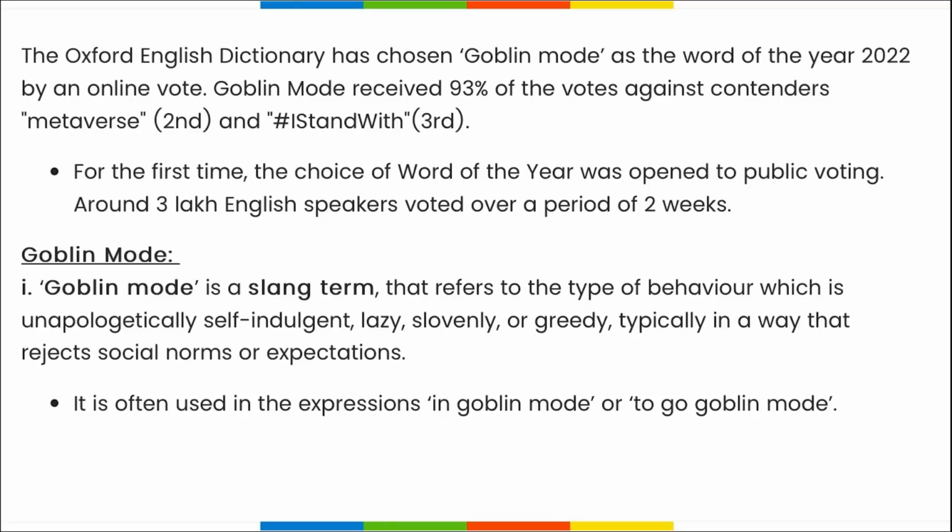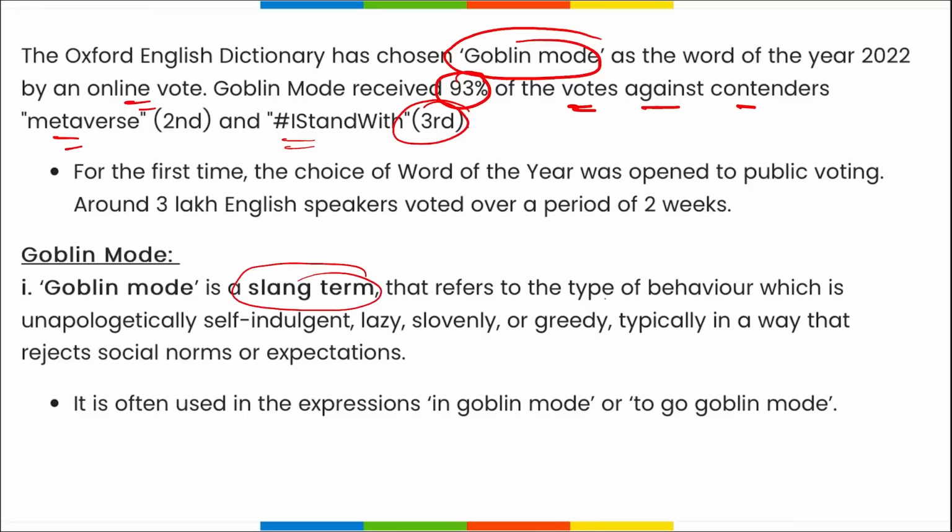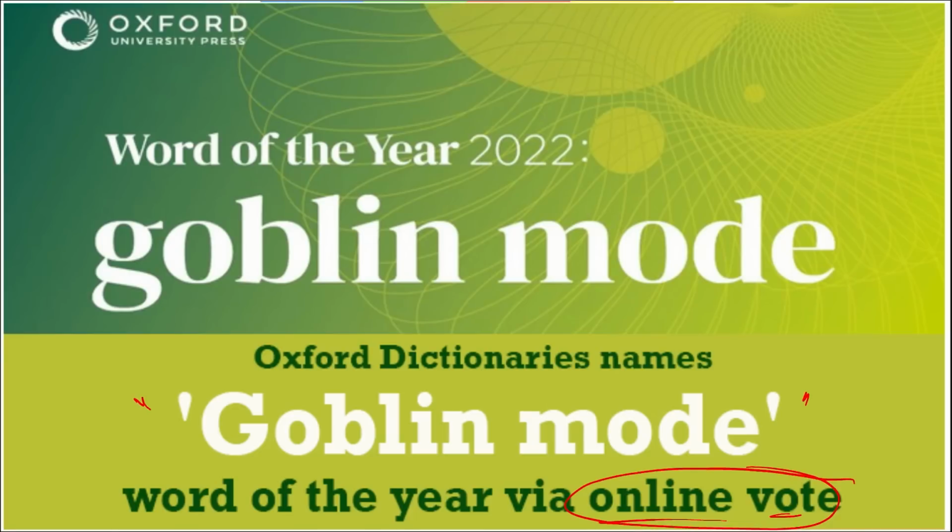So recently Oxford Dictionary has chosen goblin mode as the word of the year by an online vote, and goblin mode received 93% of the votes against the contender Metaverse in the second position, and I stand with at the third position. But what does this goblin mode stand for? It is a slang term that refers to a type of behavior which is unapologetic, self-indulgent, lazy, slovenly, greedy, typically in a way that rejects social norms or expectation.